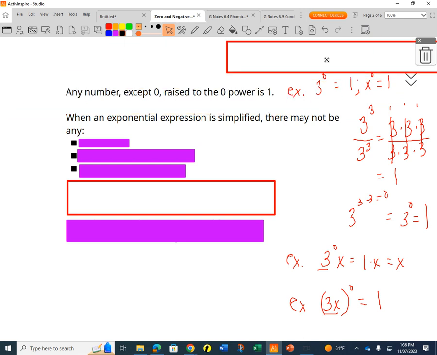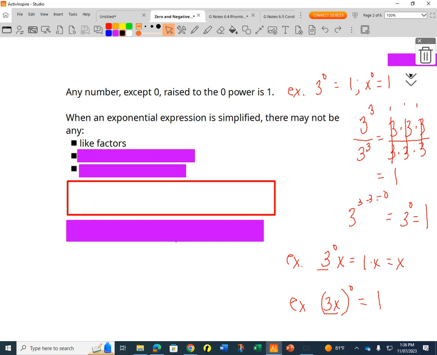We do need to know what it means to simplify an expression because your directions say simplify each expression. When they ask us to simplify an expression that has an exponent in it, it means there cannot be any like factors.